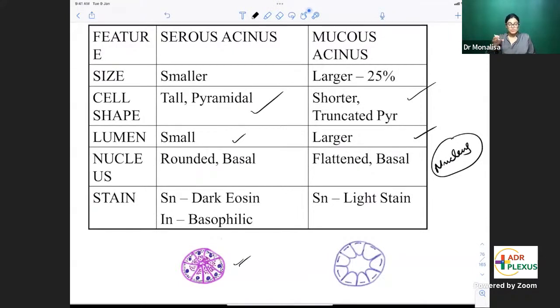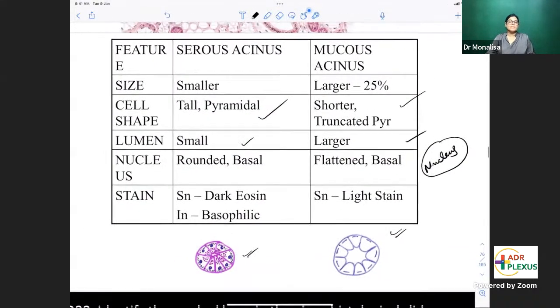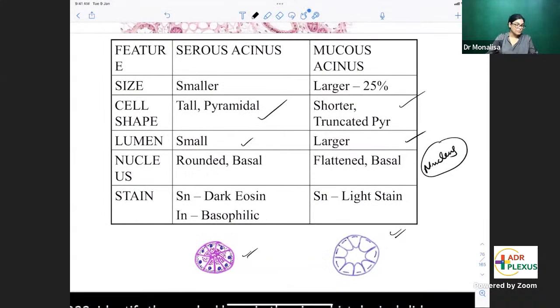Also, there are basophilic inclusions in the serous acini, but no inclusions in the mucus acini, so mucus acini stain lighter as compared to serous acini. Got it? All of you can have a look and compare the differentiation between serous and mucus acini.